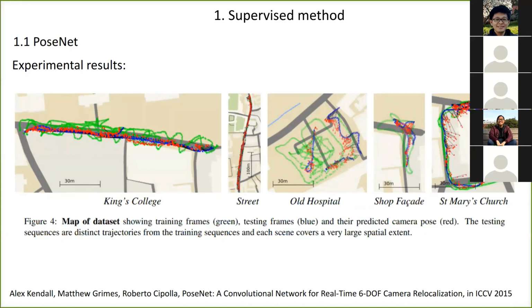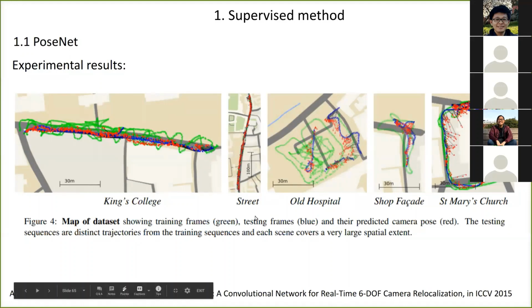Okay, so one of the most important things I want to note is that it uses the traditional structure from motion SLAM algorithms to label the videos to train the neural network. You can see it collects several data sets at King's College, street, hospital, shop, and this church. This is a bird's eye view, right? And the green trajectory is the training frames. And the blue one is the testing frames, actually.